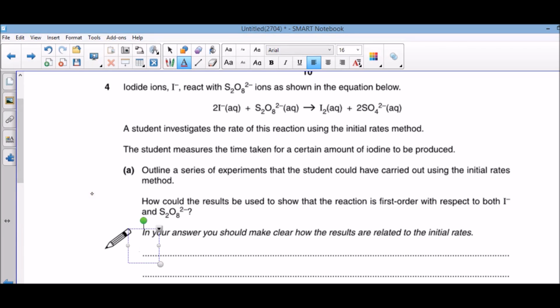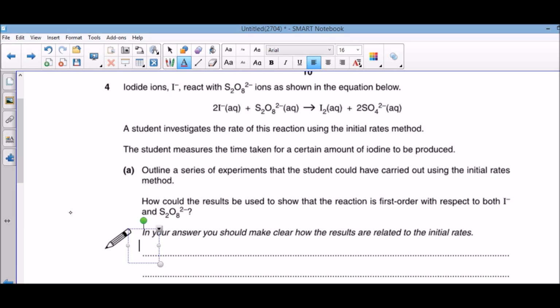Question 4 on this paper is a rates question, and we've got the reaction of I- ions with S2O8 2- or thiosulfate ions. It's an equation that you should be familiar with from transition metals and those redox titrations. However, this is a rates question, so it's coming up in a different context. Slightly different for a rates question too, because normally you'll be given some rates data and asked to analyse it. This time you've been asked to explain how you would carry out an initial rates experiment.